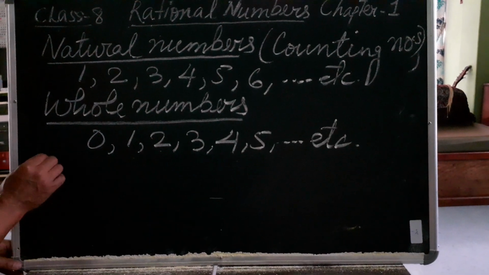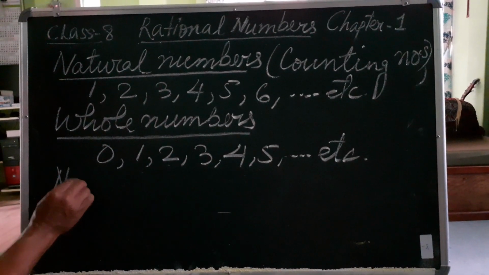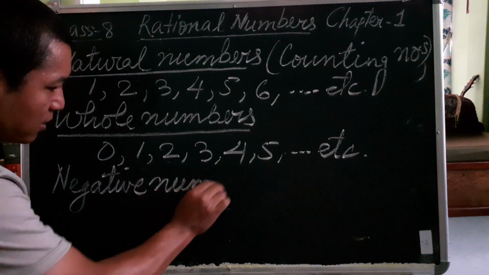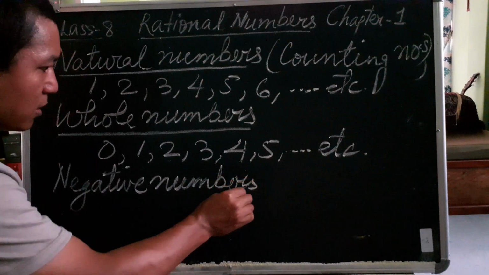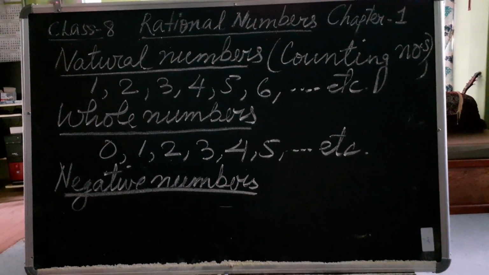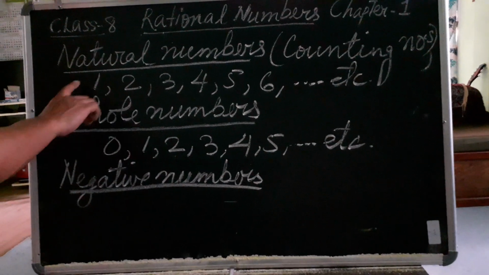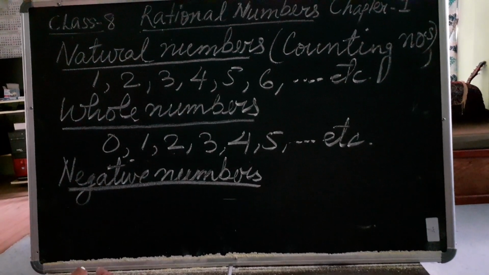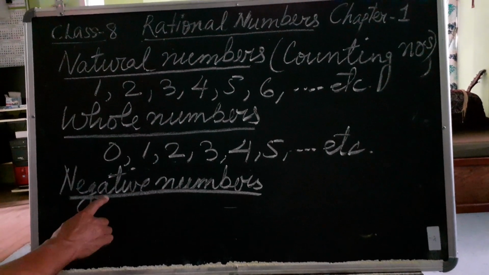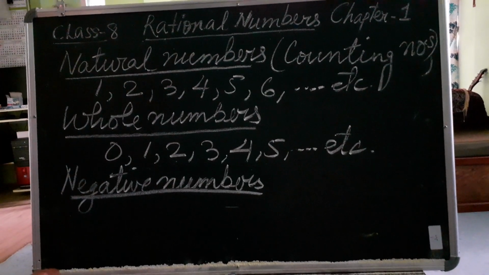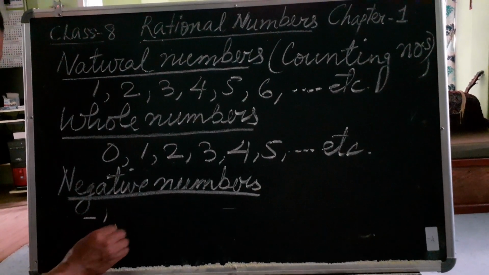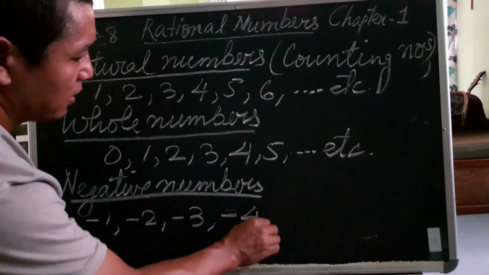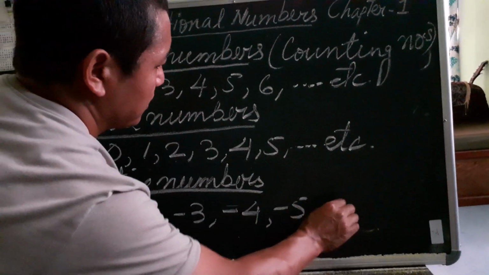The next number is negative numbers. Negative numbers, we also call it opposite of natural numbers. Negative numbers are minus numbers, and they are less than 0. Minus 1, minus 2, minus 3, minus 4, minus 5, etc.